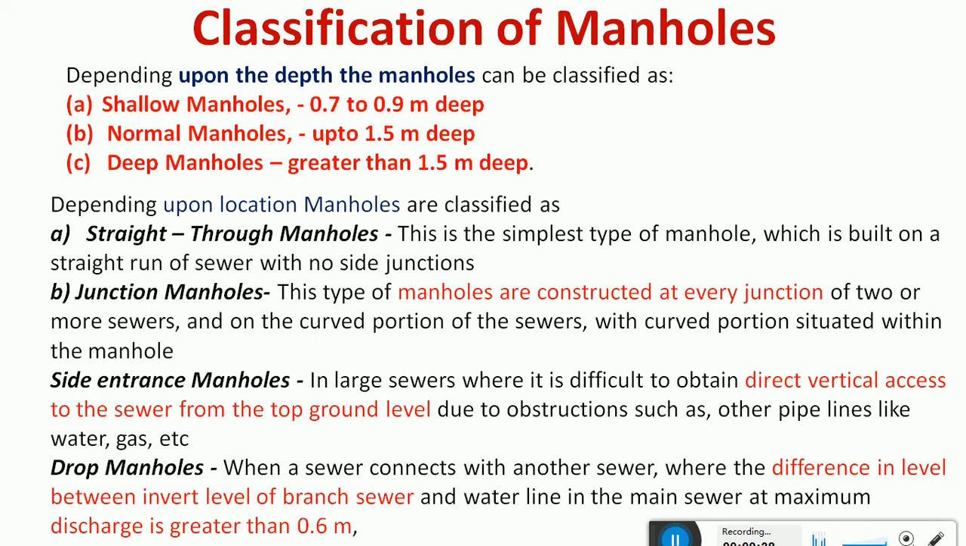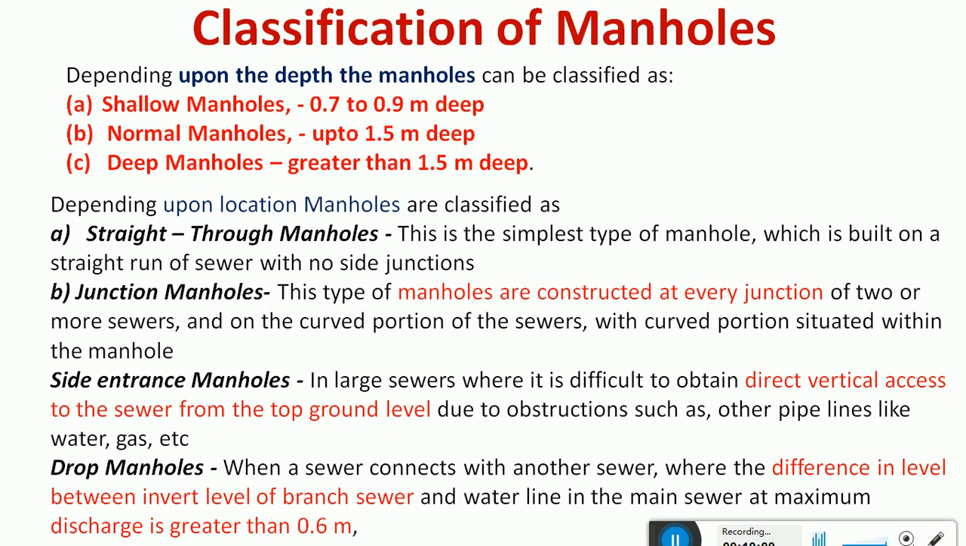Then the second type we call the junction manhole. As the name itself suggests, this type of manhole is constructed at every junction. Junction means where two or more sewers meet. Usually what happens is when you have lanes perpendicular to each other in a layout, then you have a junction.